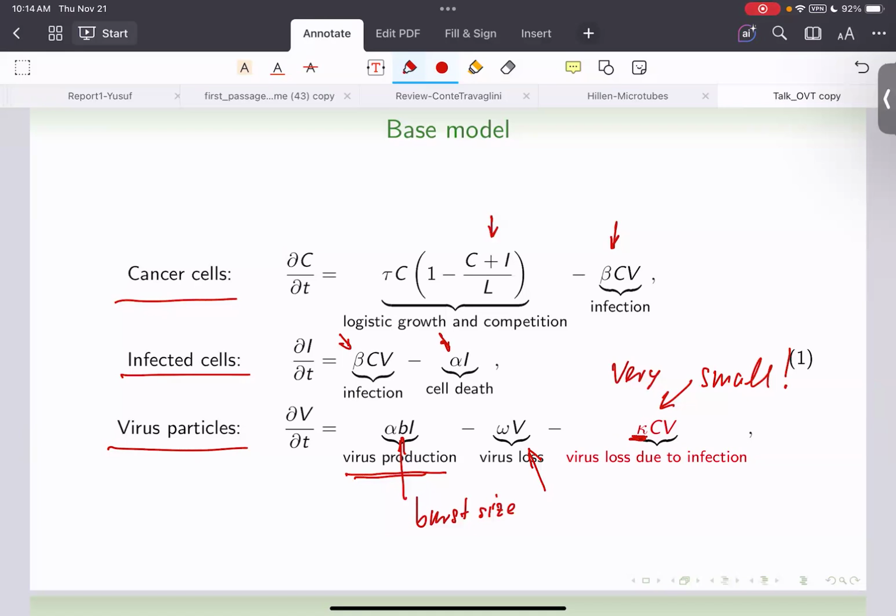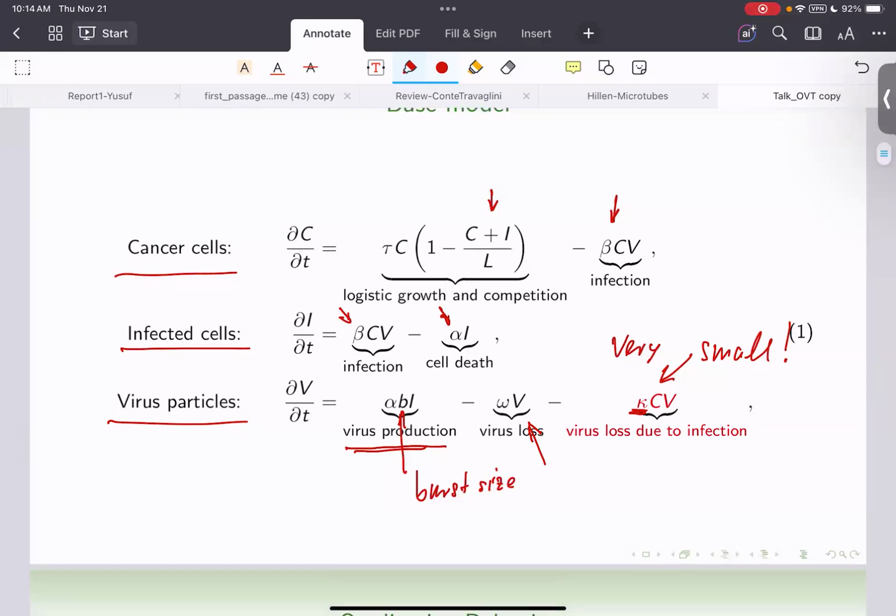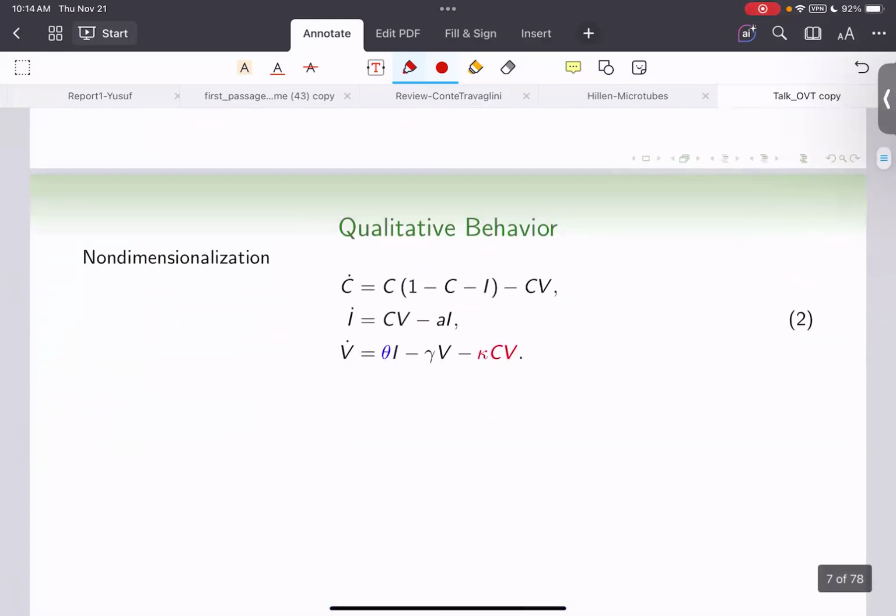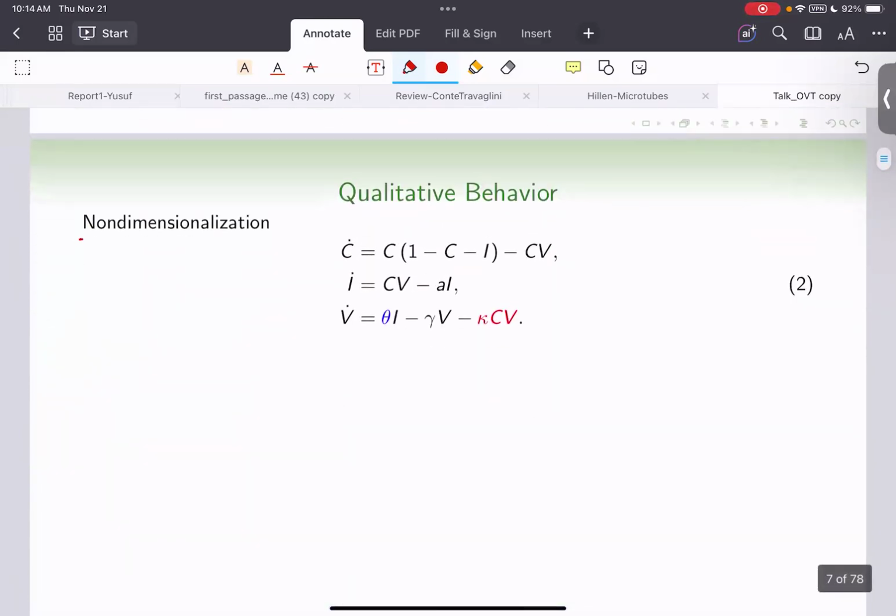Yeah, so this is actually the first test I want to do. I have a base model which has two versions, one with the kappa term and one without. And I want to see if there's actually a big difference between those or not. And before I do this, I do a non-dimensionalization.